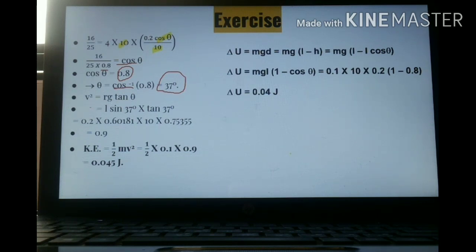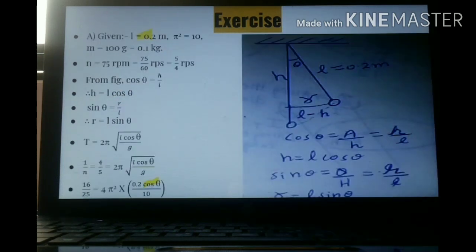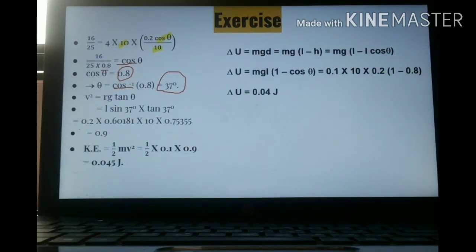We also have to find out the velocity, v square. So we will be taking v square is equal to r g tan theta. In place of r, we can take L sin theta. Are you able to see? In place of r, we can take L sin theta, and L is 0.2. So we have taken L sin theta, where theta is 37, so sin 37 we have taken.